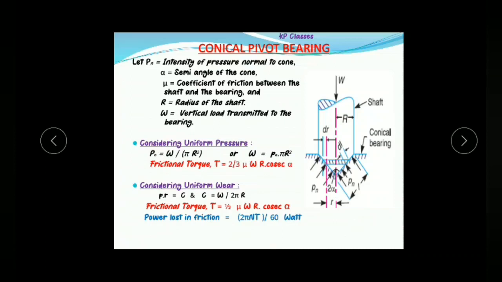Sometimes in question R is not given. In that case, slant height is given. This is the slant height. If slant height is given, then instead of R cosec alpha, it is represented as L, that is the slant height. Then formula becomes T equal to 2 by 3 mu W L. This is the L. This is R. This will be clear by a problem.